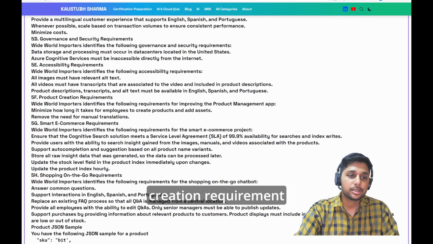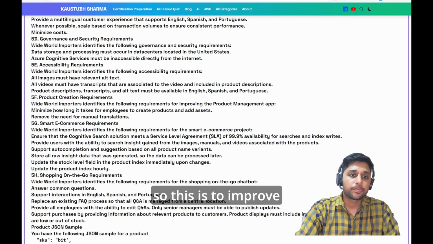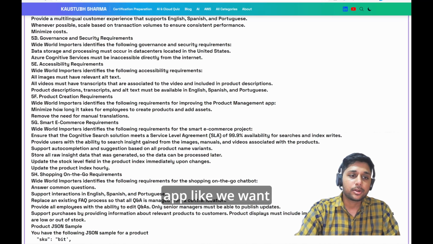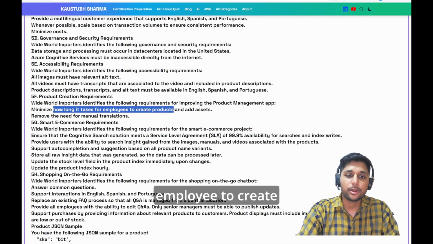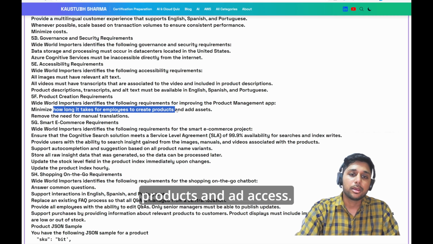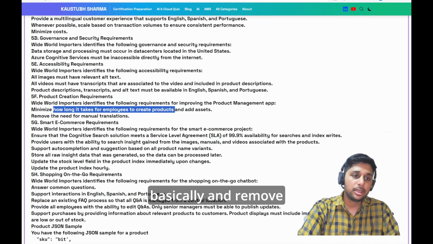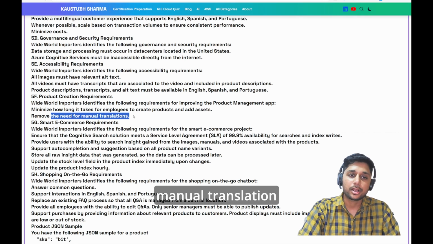Next is the product creation requirement. This is to improve the product management app. We want to minimize how long it takes for an employee to create products and add access. So we want to minimize the time basically and remove the need for manual translation.